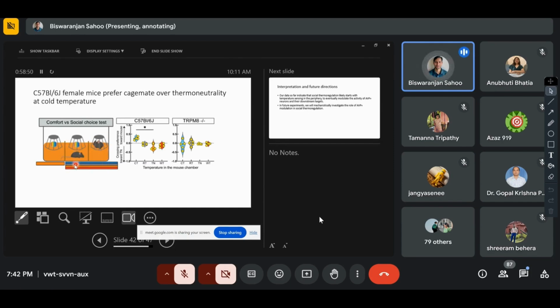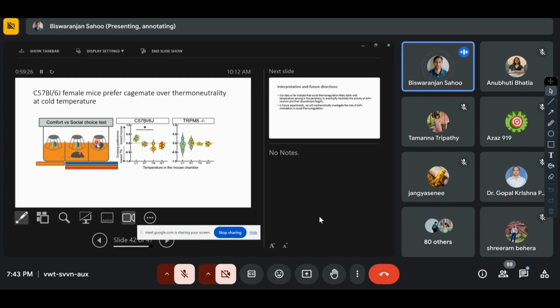The temperatures are cold, warm, room temperature, and another called thermoneutral temperature, at which the body doesn't need any more heat to maintain body temperature, so the animals are very comfortable. The first left-side chamber was thermoneutral, around 29 degrees. So we thought, at different temperatures, what is their choice? Are they going to the comfort zone at 29 degrees, or going to interact with the cage mate, their sibling, littermate?